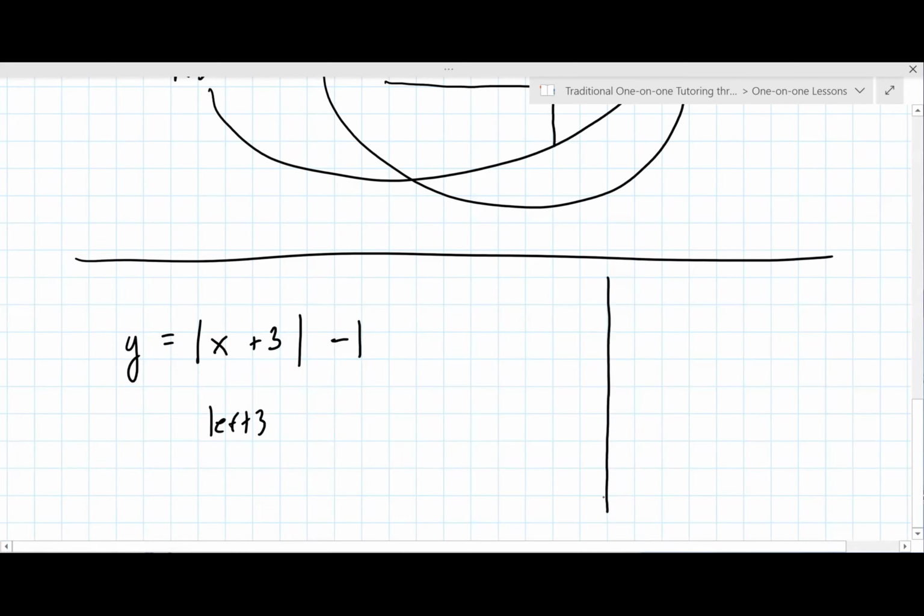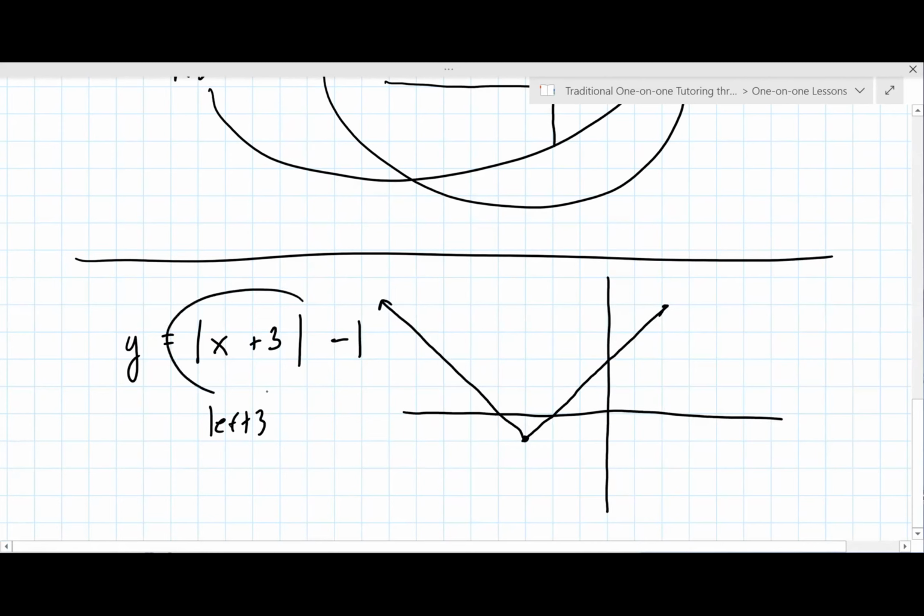Now watch this. So I'm going to graph this. And here's the vertex. Do you see that it went down 1? This right here causes it to go left 3. And for minus 1, it goes down. That causes it to go down 1.